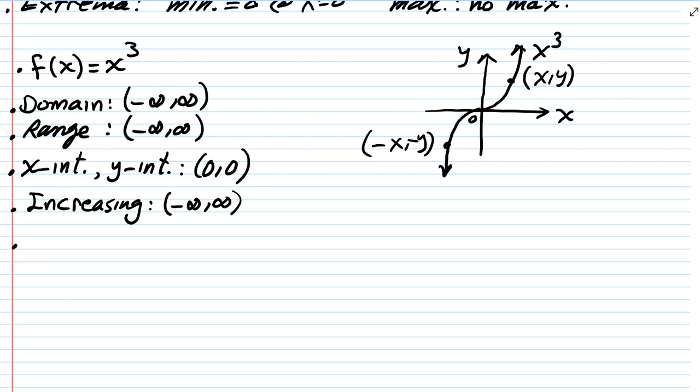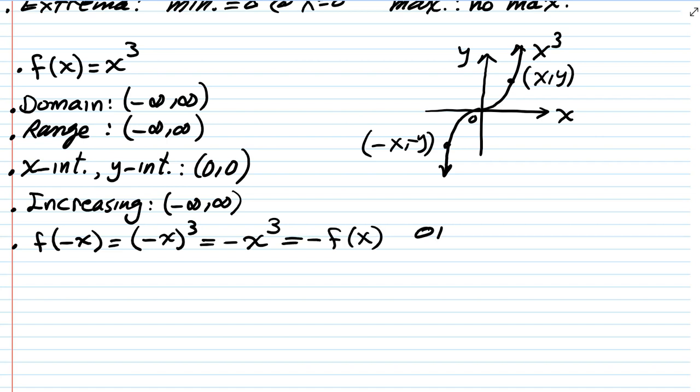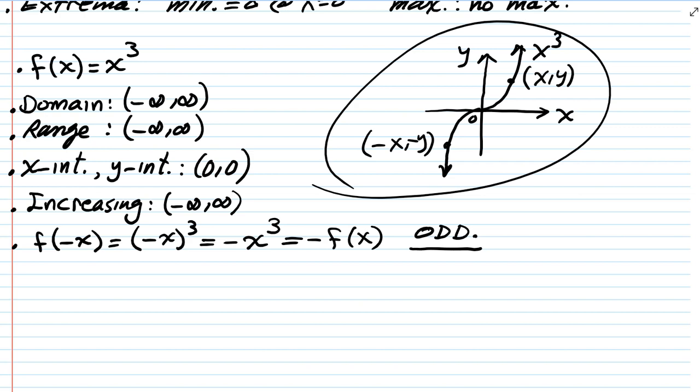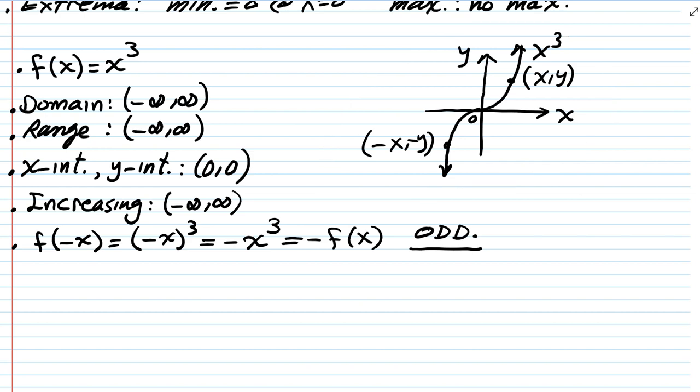And even, oddness. Let's do f of negative x. That would be changing x to negative x. When you cube negative x, you get negative of x cubed, right? That's the negative of the original function. So therefore the function is odd, and you're looking at the symmetry of this graph with respect to the origin. Good. We're done with this one.